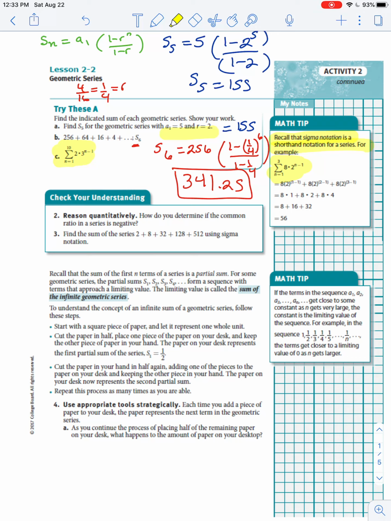So let me go ahead and find the first term. So let's start with that. The first term would be found by plugging 1 in for n, which is pretty easy. So if n is 1, it's 2 times 3 to the 1 minus 1 power. And you should remember from last year that that's 2 times 3 to the 0 power, which is 2 times 1, or 2. So our first term is 2. So a sub 1 is 2.